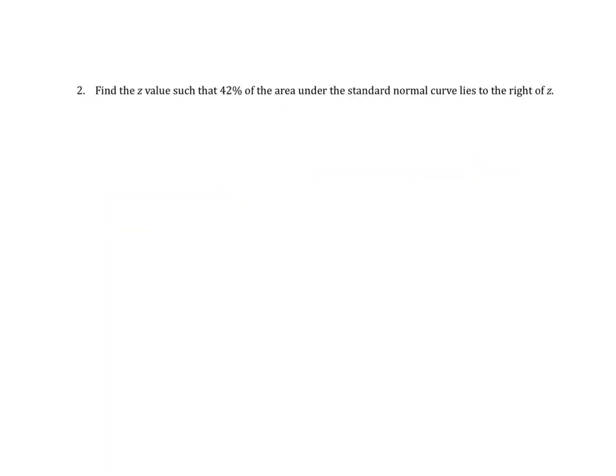Here's another example. Find the z-value such that 42% of the area under the standard normal curve lies to the right of z. Again, we have a standard normal curve, so that tells us that our mean is 0 and our standard deviation is 1. And 42% of the data is to the right of z. So we're trying to find z so that this part right here is 42% of the data, or the area of that part would be 0.42.